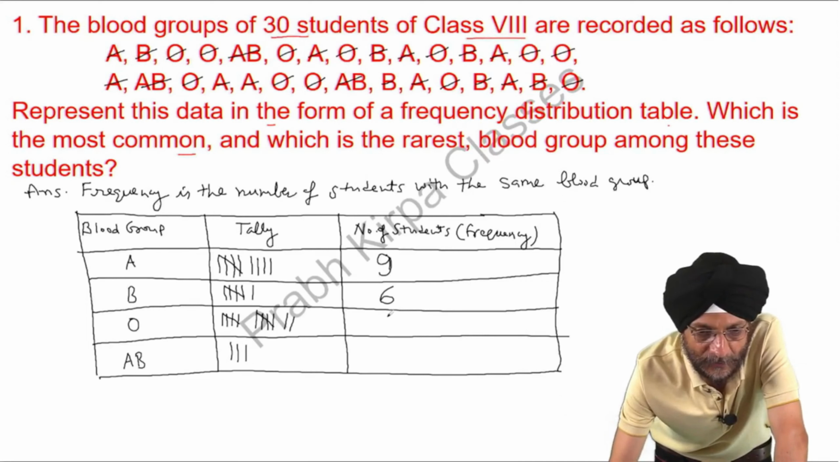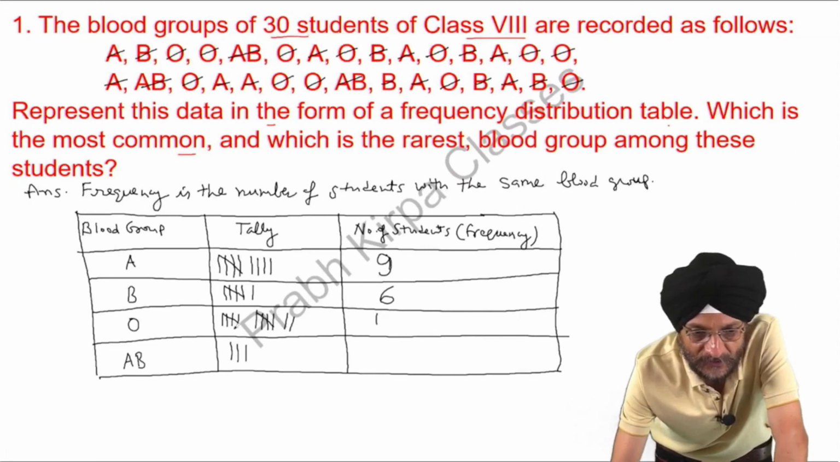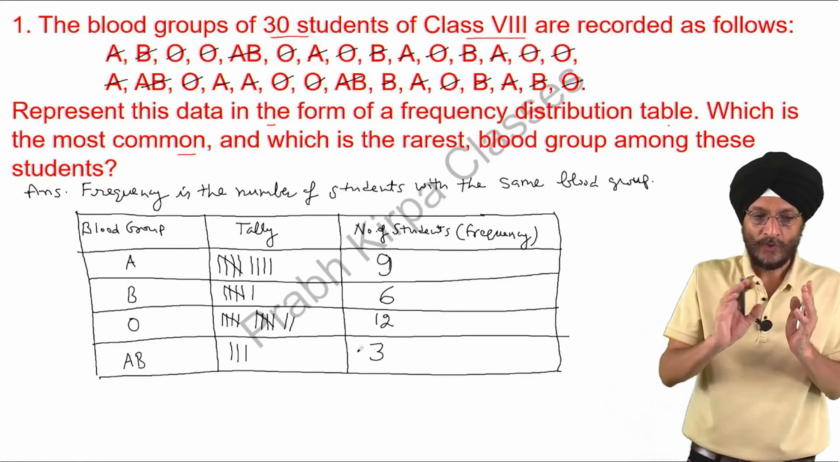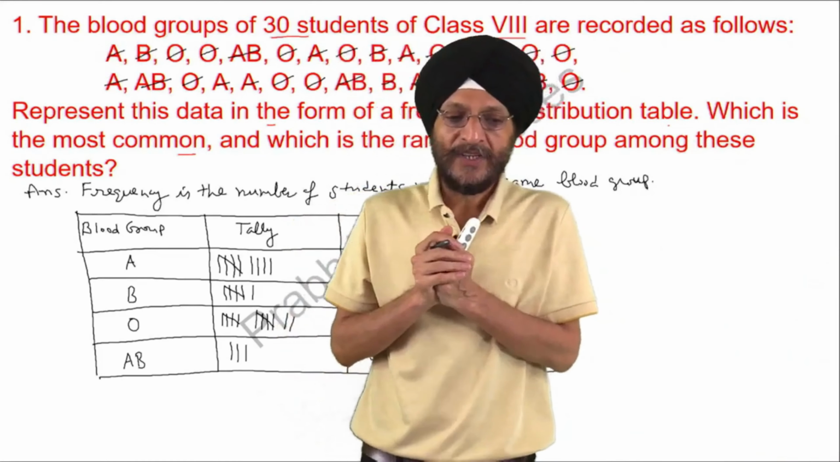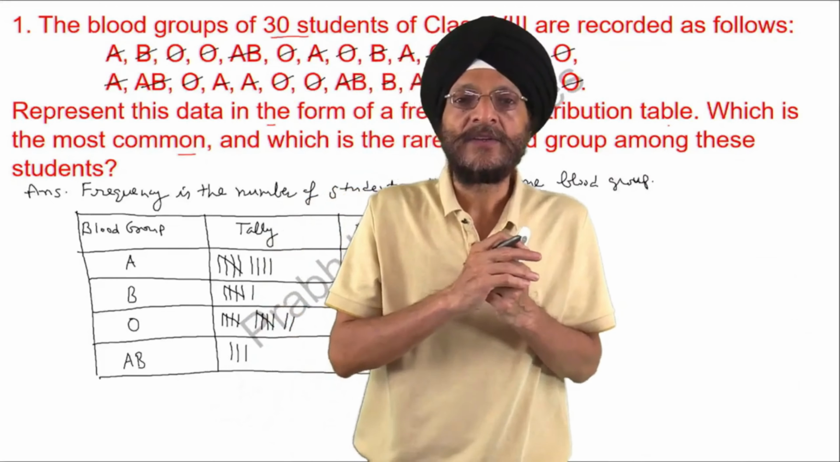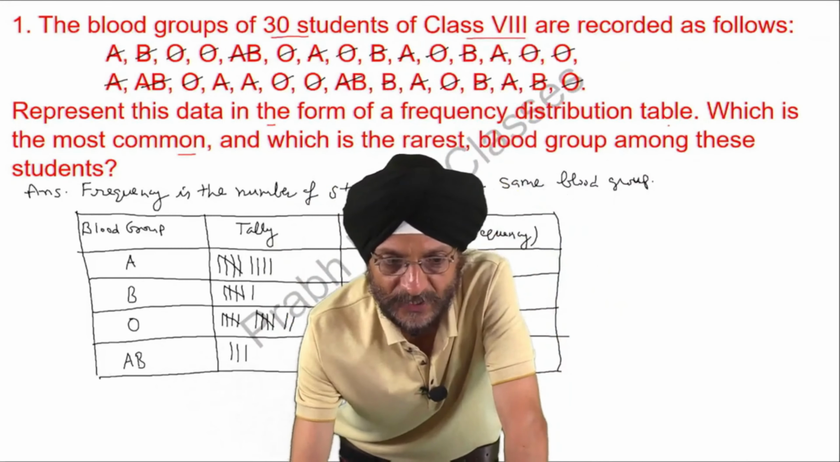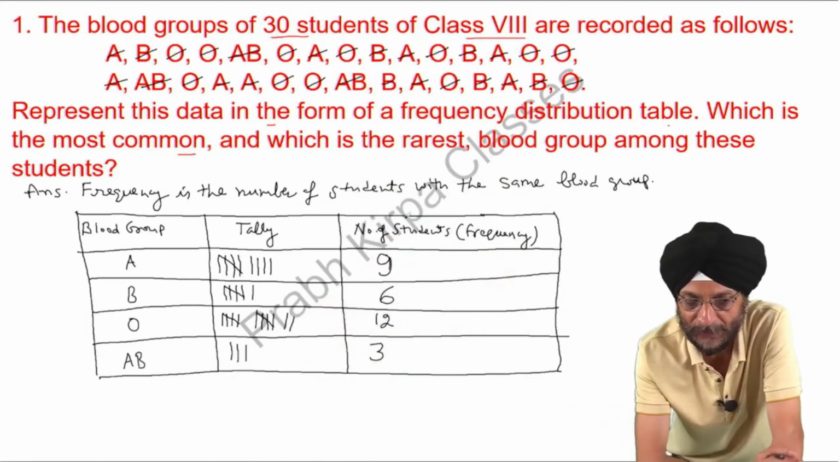This were blood group O. Number of students were 5, 5, 10 plus 2, 12. Now here, these are only 3. So far we have built a frequency distribution table in respect of 30 students who were having different blood groups. We have formed this frequency distribution table, that is, the number of students having a particular blood group.